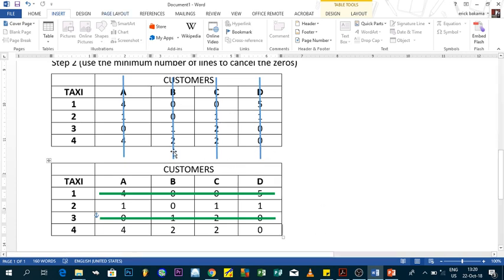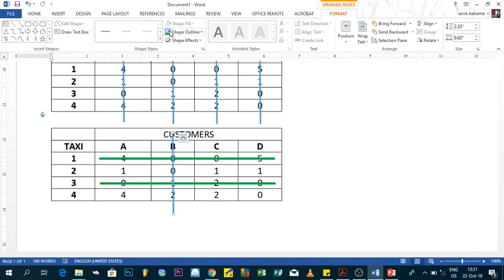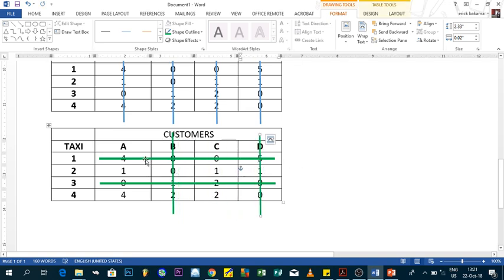So what I do is I take this line here, copy and paste it here to cancel this 0, but I'm going to put it in green so that we avoid confusion, and I cancel the other 0 again. So whether I use the first method or the second method, I still have 4 lines: 1, 2, 3, 4. 4 lines, 4 columns, 4 rows. My table is optimal, and there are so many allocations that you can do, but make sure that all the zeros are cancelled. You always start by using one line to cancel as many zeros as possible.